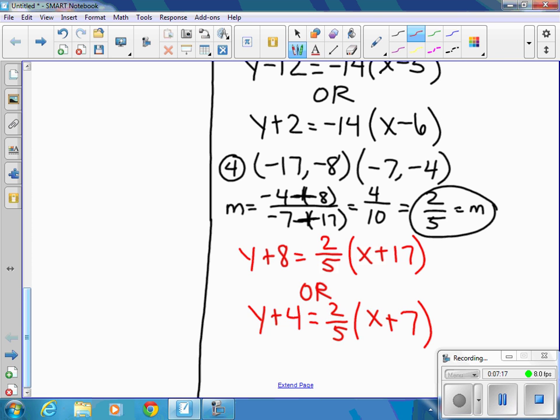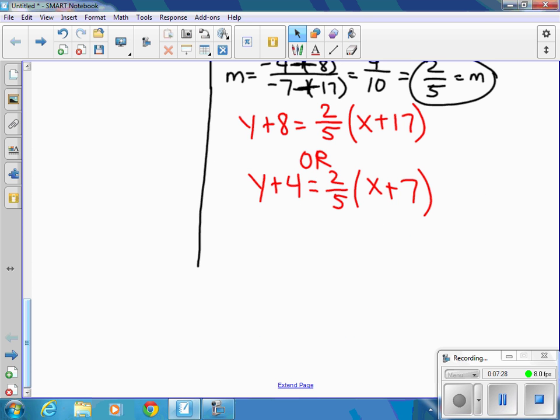So please make sure that whichever ordered pair you use, that you use it correctly and that your slope is correct. Right? Because if your slope is wrong, then it doesn't matter which ordered pair you pick, your answer is going to be wrong no matter what. Okay, so be very careful with that slope.